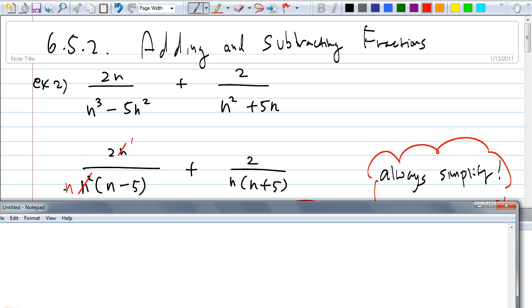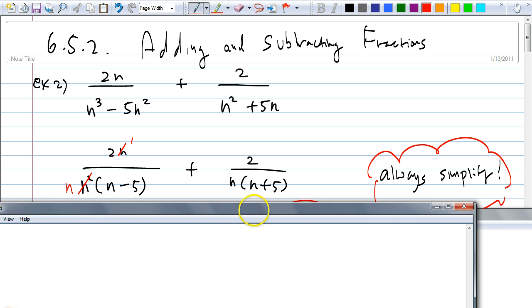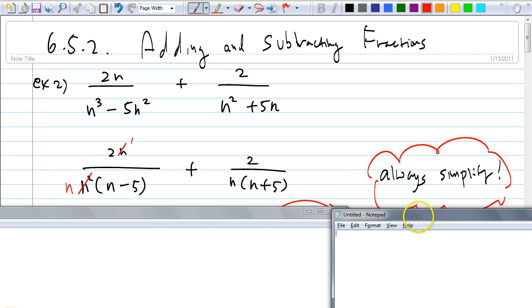Be careful. So now, it changes your LCD, doesn't it? It just makes it a little bit better. It makes it smaller. What's your LCD now? Who can tell me? Now that I have, see, always simplify. It just makes it easier. Alvin? That's right. N times n minus 5 times n plus 5 is your LCD.